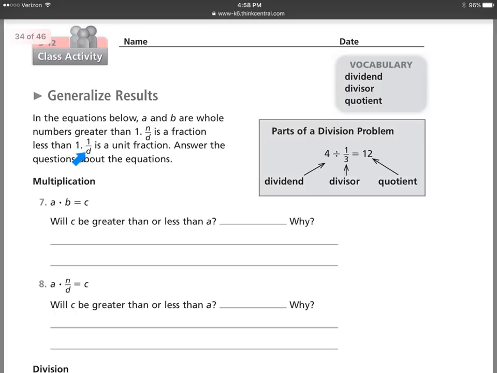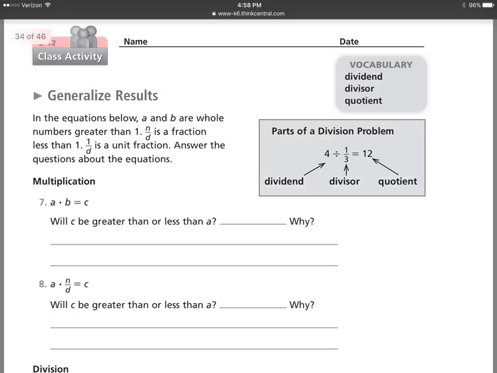1 over D, or 1 divided by D, is a unit fraction. Of course, it is a unit fraction because it only has 1 on top. So it's 1 unit of D. We don't know what D is, though. So we're going to use that information to answer questions about the equations below.